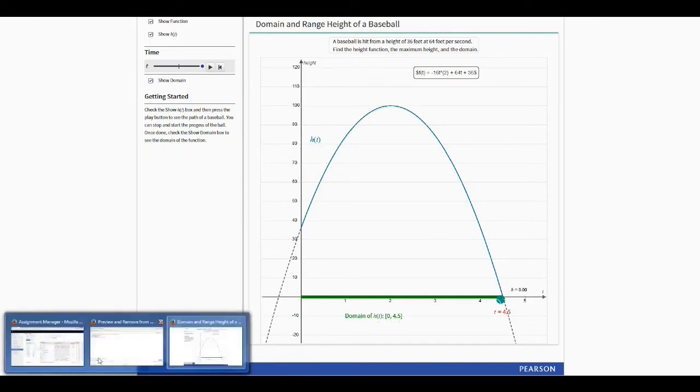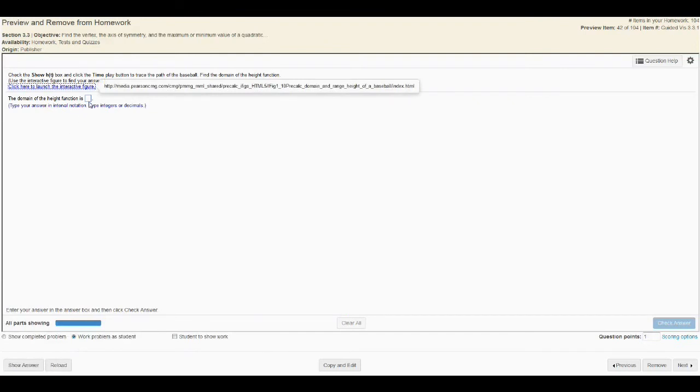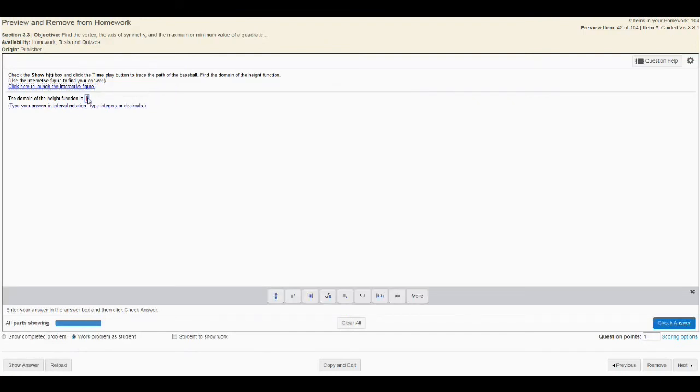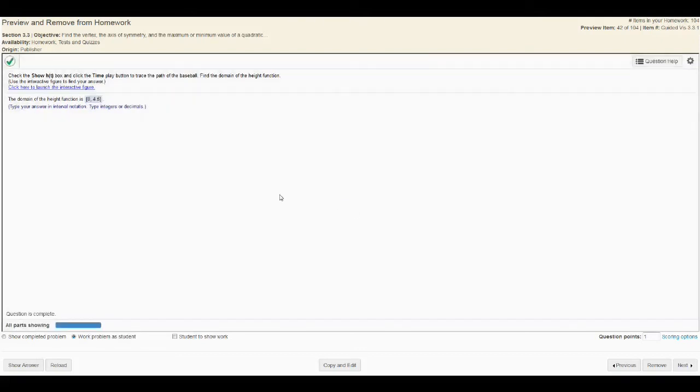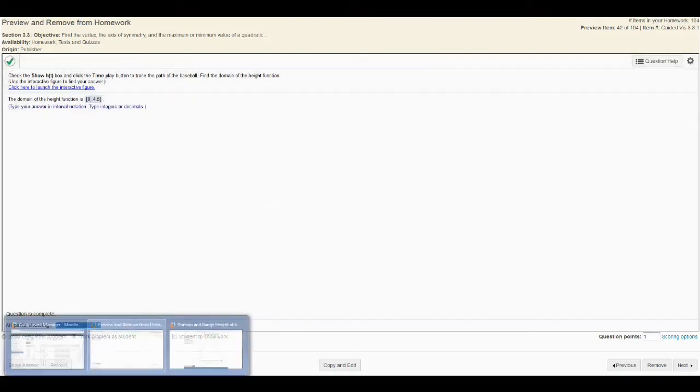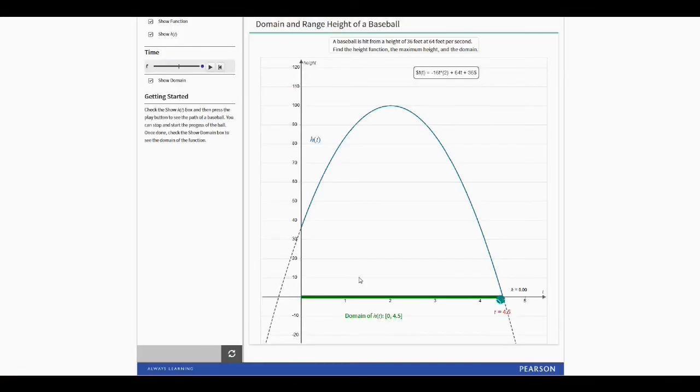So when we go back over here, we just want to type it in. 0, 4.5. And check it. Nice work. So we're just using the positive values where the ball starts from when it's at t equals 0 and then to where it hits the ground.